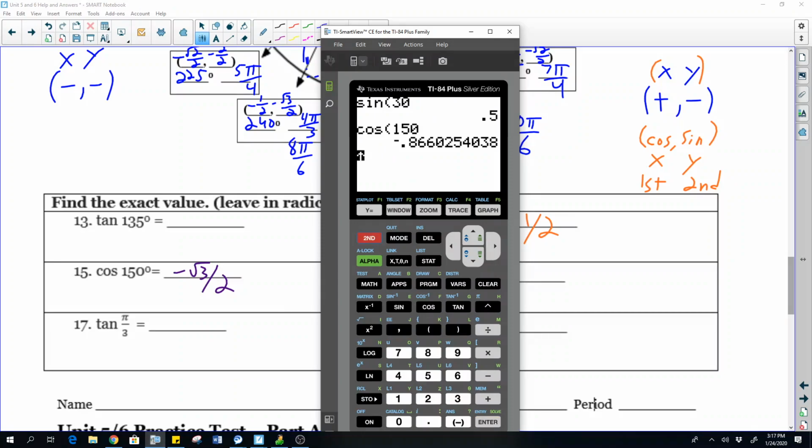Well, let's just double check, shall we? Right arrow divided by 2. Look, same thing, 0.866, or negative 0.866. So that is right, negative radical 3/2. Cool. Next thing you need to know is number 13, how to do tangent.